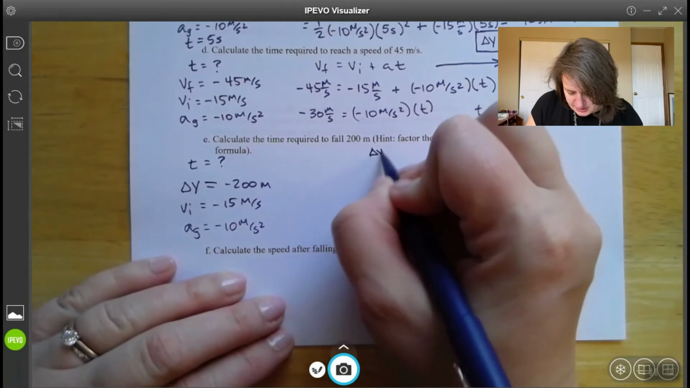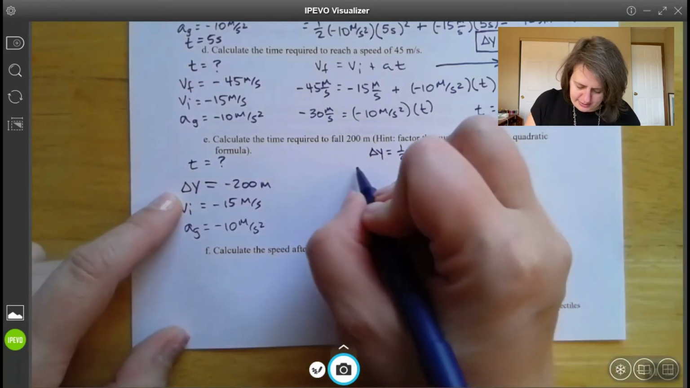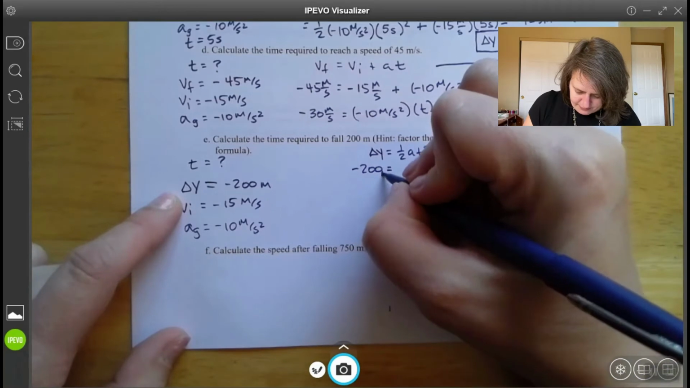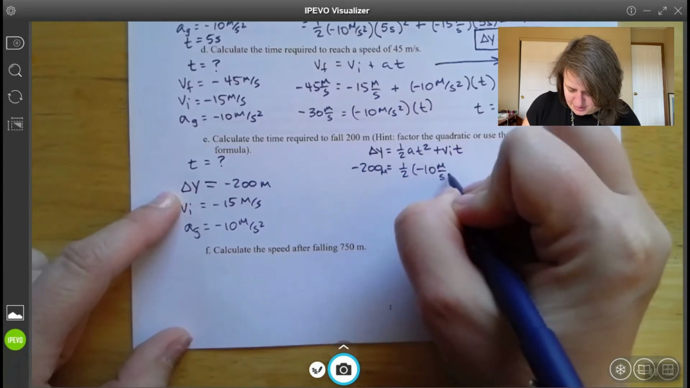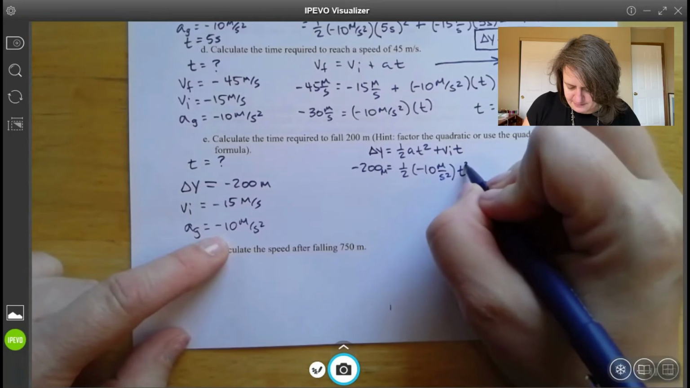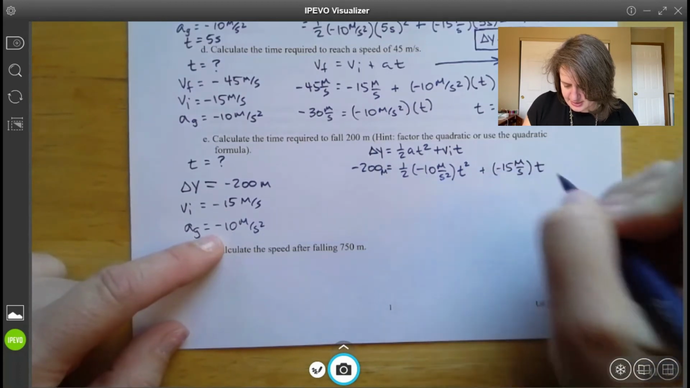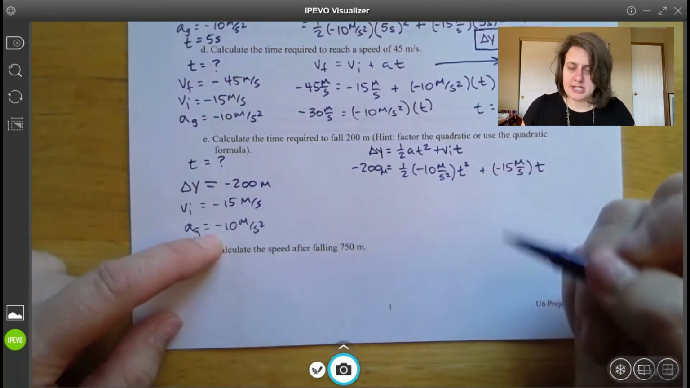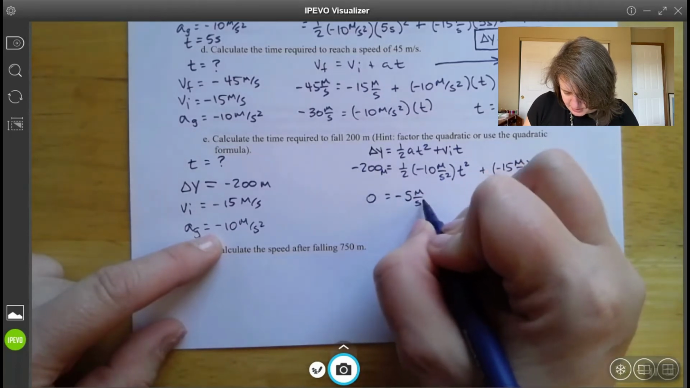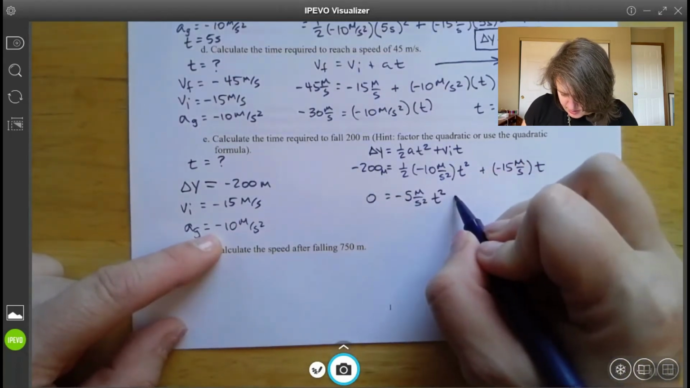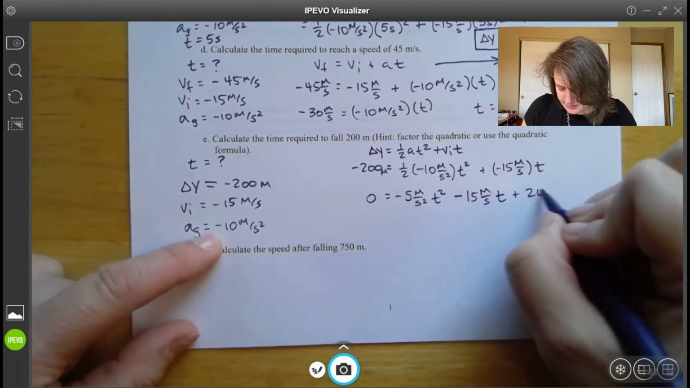All right, so our change in y equals 1/2 a t squared plus v i t. And then we fill in our numbers. Minus 200 meters. I don't want to forget my units. Minus 200 meters equals 1/2 times minus 10 meters per second squared times time squared, which is our variable, that's what we're trying to find, plus minus 15 meters per second times time. So if you remember how to do quadratic equations from algebra class, 0 equals, and I'm going to make this minus 5 meters per second squared times time squared, minus 15 meters per second times time, and then plus 200 meters.